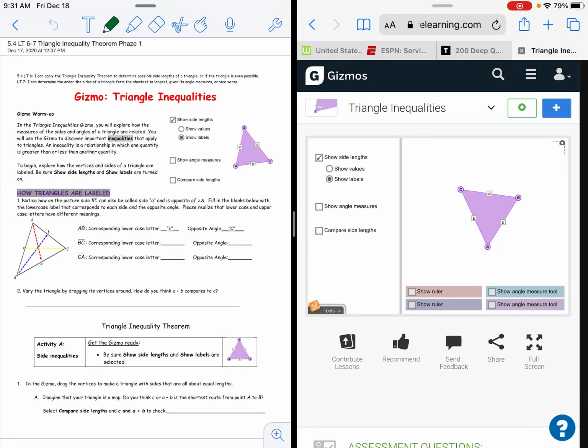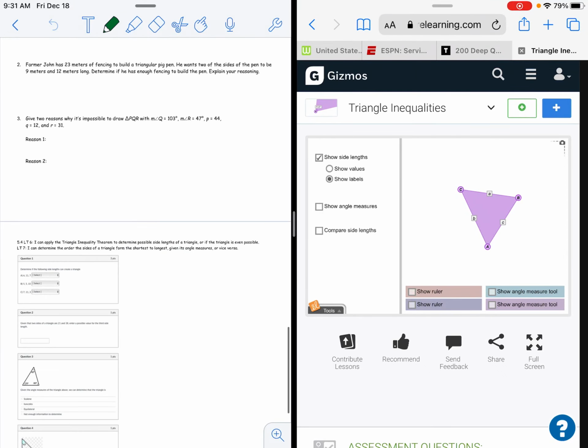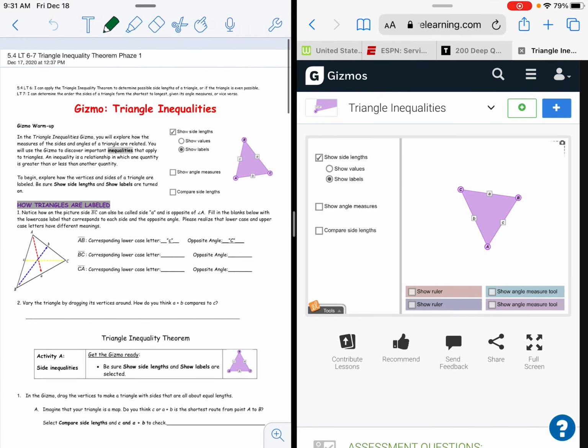Okay, students, so we're here today with the triangle inequality theorem. That's going to be a punchline. We're going to be talking about other things about triangles, how they're constructed, how they're labeled, just really cool properties about triangles themselves. So a lot of this is through the Gizmo.